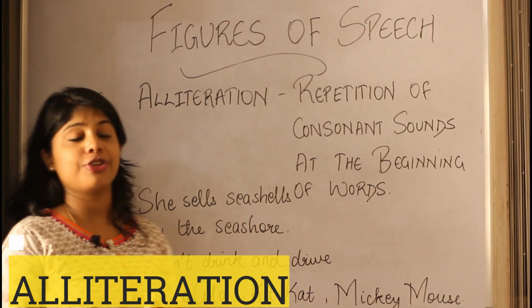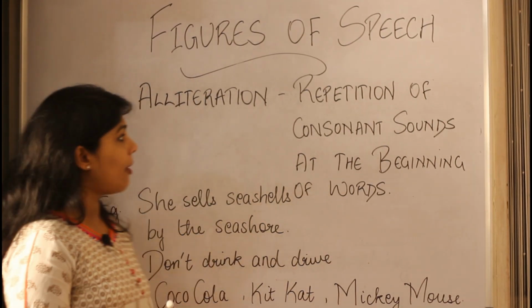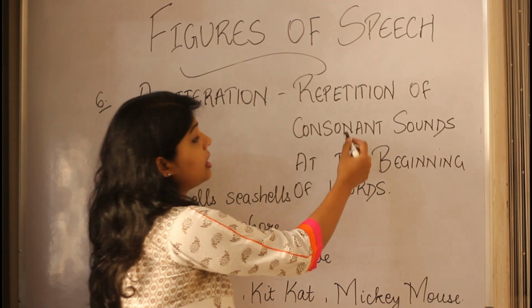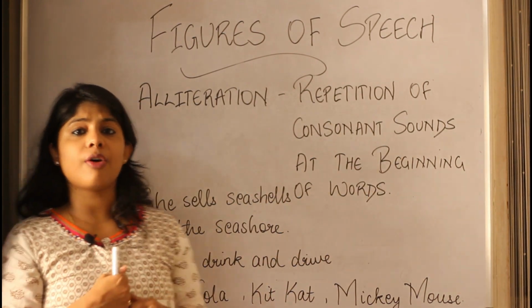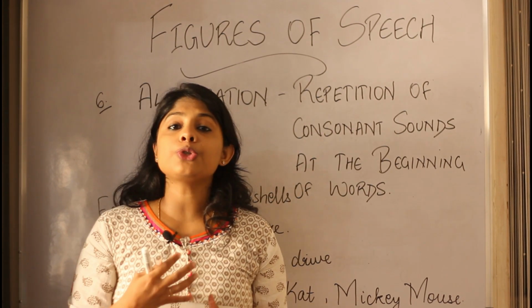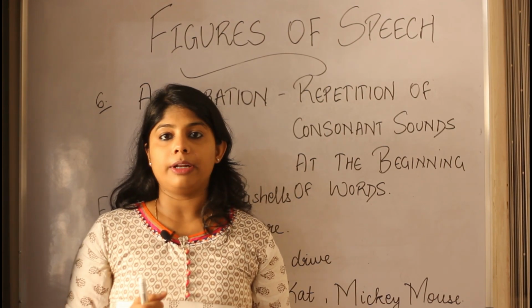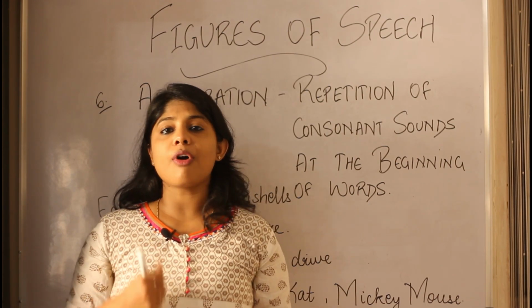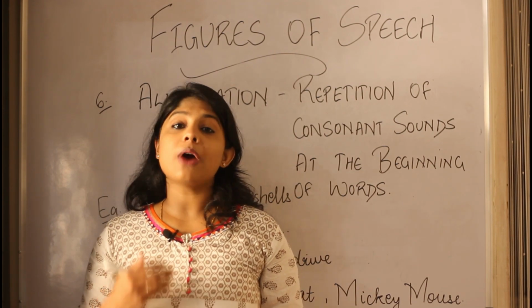Alliteration is a figure of speech based on sound. Here there is a repetition of consonant sounds at the beginning of words. These kinds of words are used to keep the reader interested, and to add a sense of style and make the words more memorable. Alliteration is most often used in poems. Here are a few examples to understand it better.